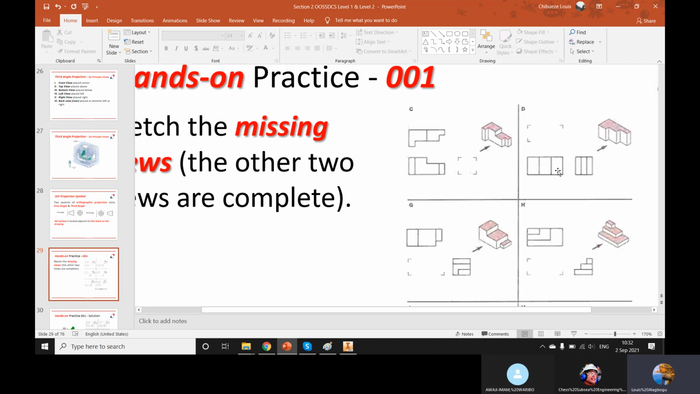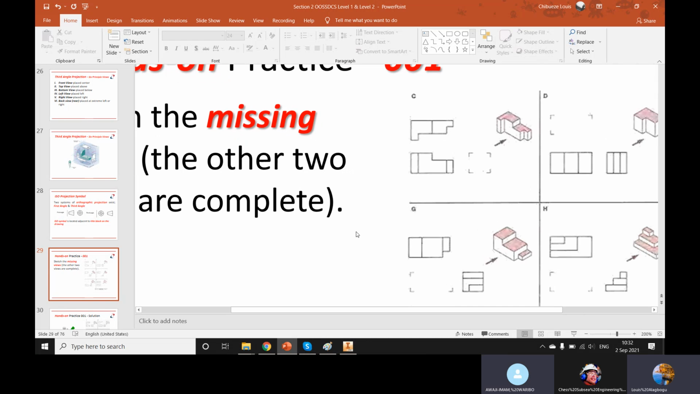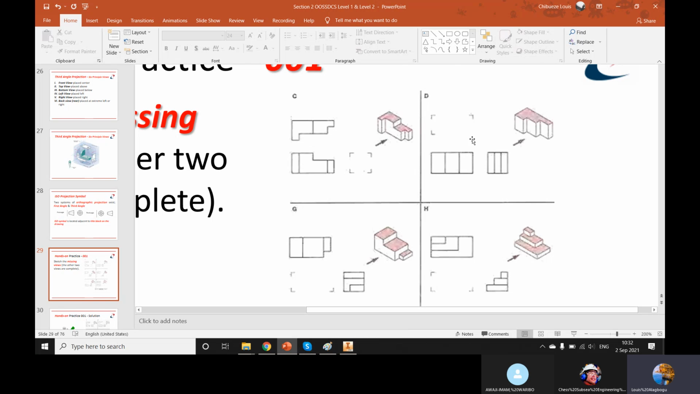Now they've given two views. What you should do is to produce the third one. So which one are you going to work with? Anyone, I'm okay with anyone. Okay, work with D then.